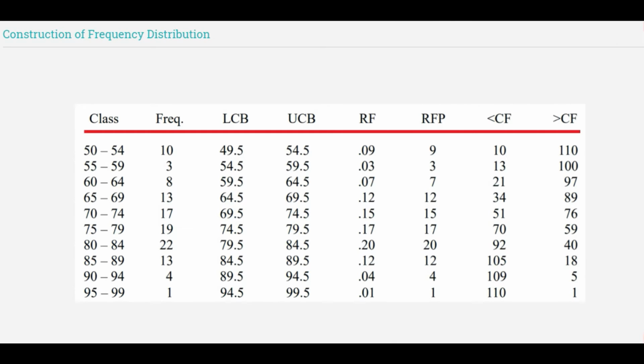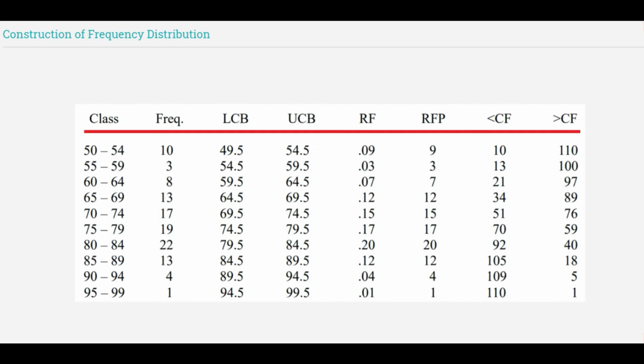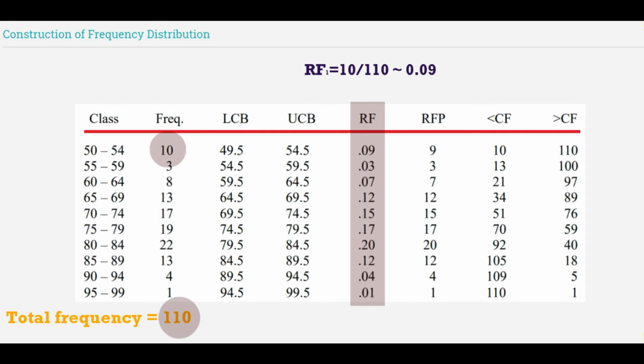Going back to our given data, we have here the class column, frequency, LCB, UCB, RF, RFP, less than CF, and greater than CF. Again, for the frequency we will have a total of 110 observations. Now, in the RF column, we will use the formula for RF with respect to the first class, and that gives us a value of approximately 0.09. This is obtained by dividing this 10 here by 110. For the second class, we divide 3 by 110 and obtain 0.03 in 2 decimal places. Just continue the process down to the last class.